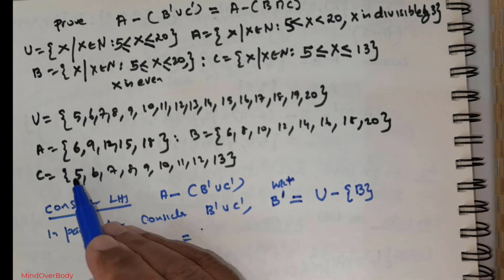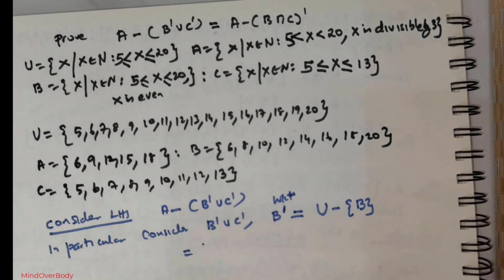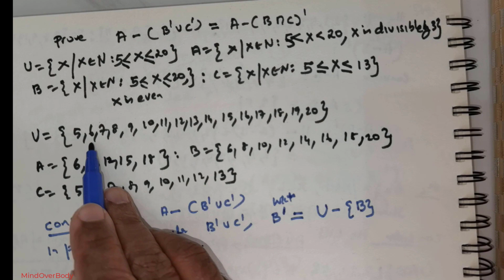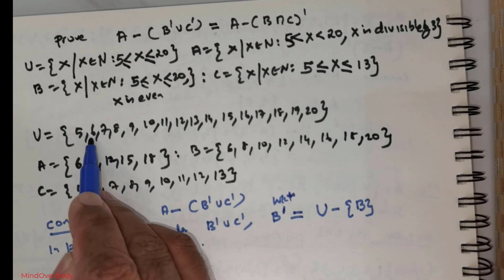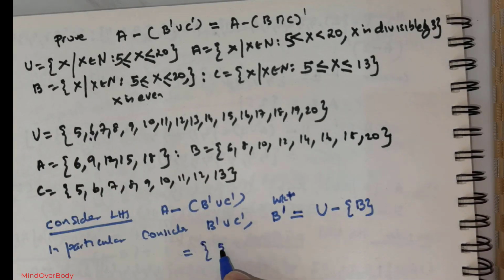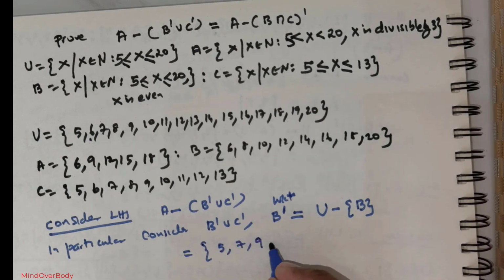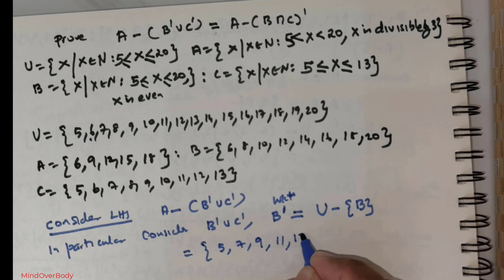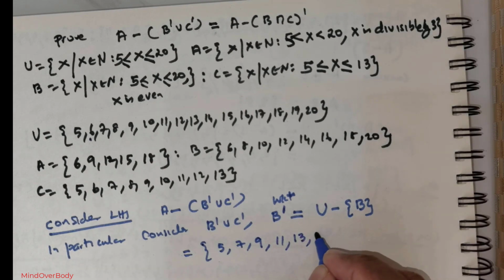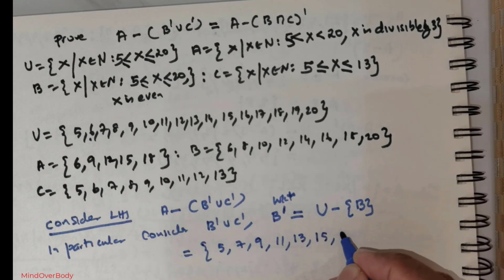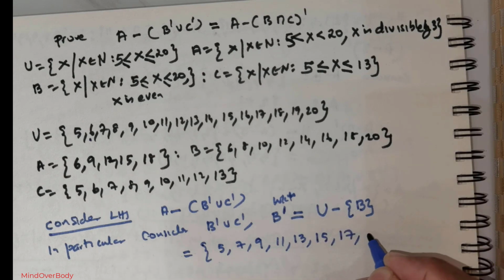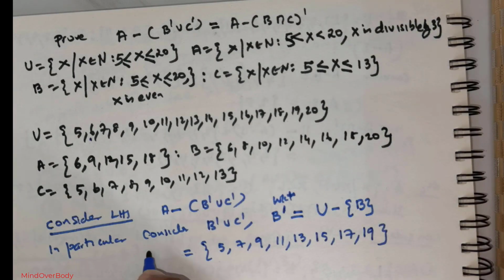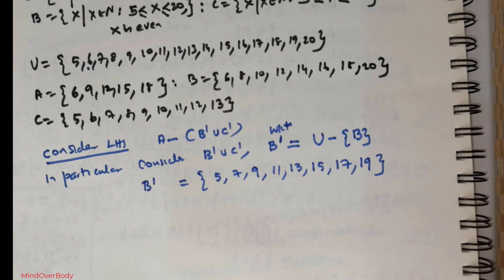What happens when we take away B? So I take away 6, I will end up with 5. I take away 8, I'll have 9 there. I take away 10, I'll have 11. Take away 12, I'll have 13. I cannot have 14, I'll have 15. 16 is there. 17, I take away 18. 19. Right? So this is my B complement. That's fine, so I have got my B complement.